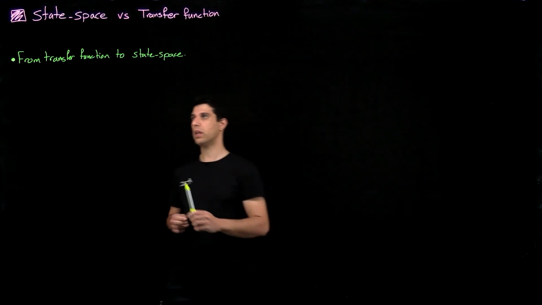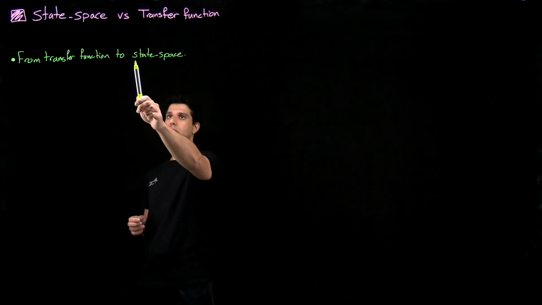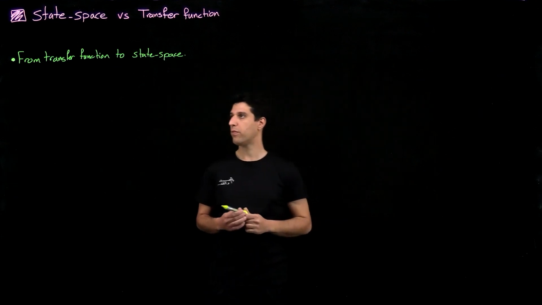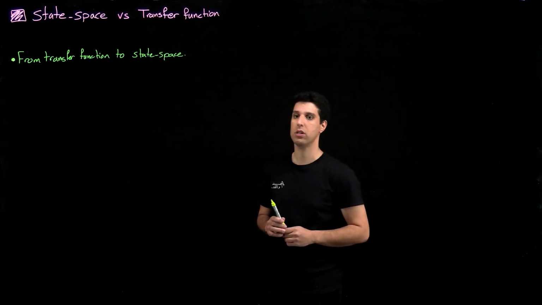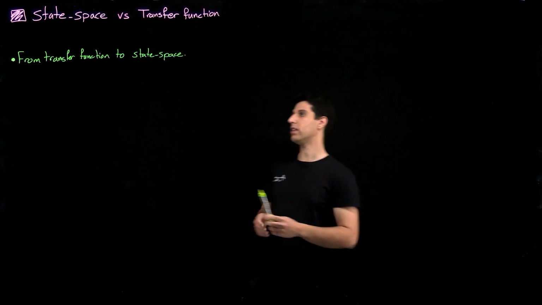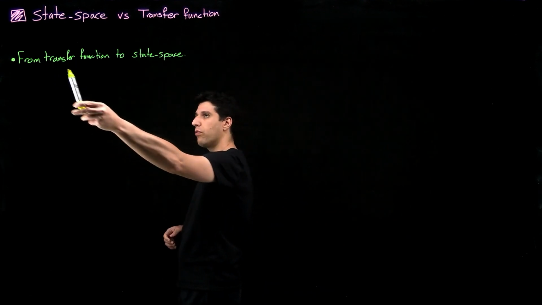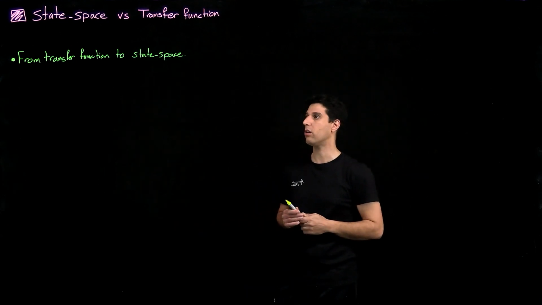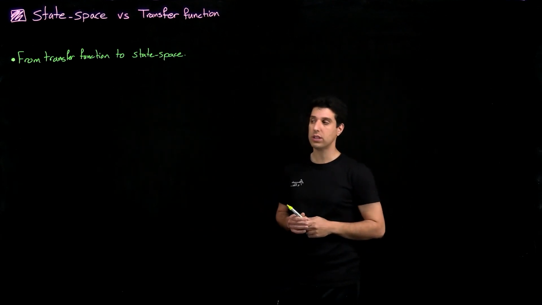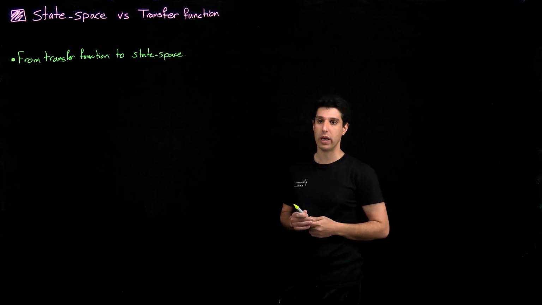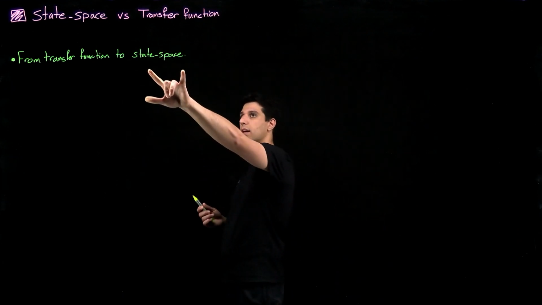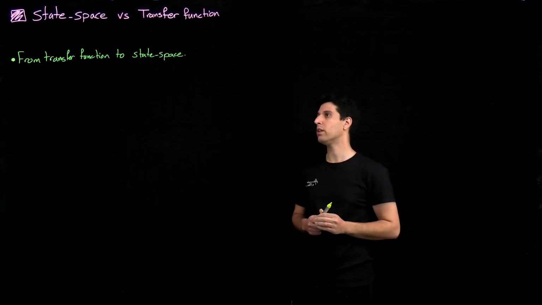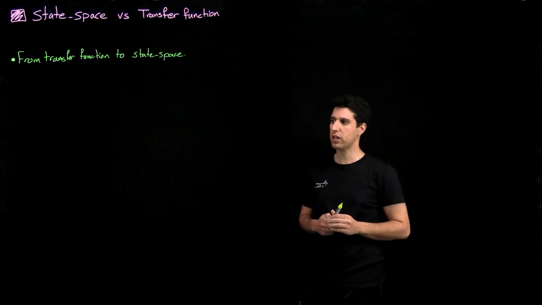The first one is that in general, a state space form of a dynamical system is not unique. So there is no unique way to go from a transfer function to a state space. In fact, for any dynamical system, there are an infinite number of ways you can represent it through a state space formulation. So that's one reason for complication.